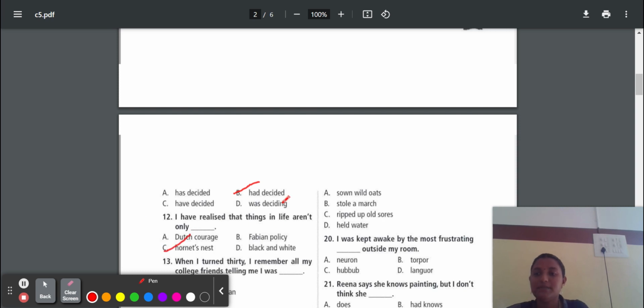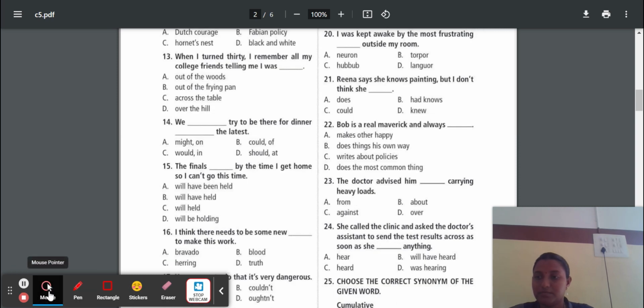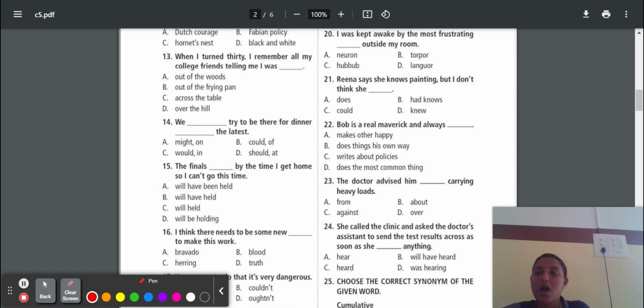Question number 13. When I turned 30, I remember all my college friends telling me I was dash. Option A, out of the wood. Option B, out of the frying pan. Option C, across the table. Option D, over the hill. Answer for the question is option B, out of the frying pan.